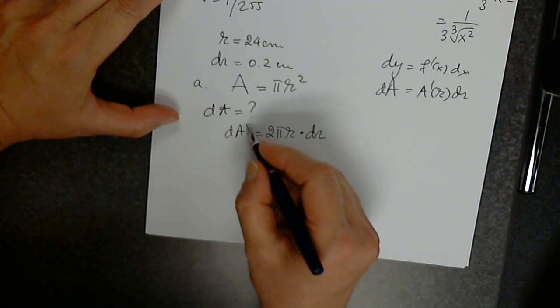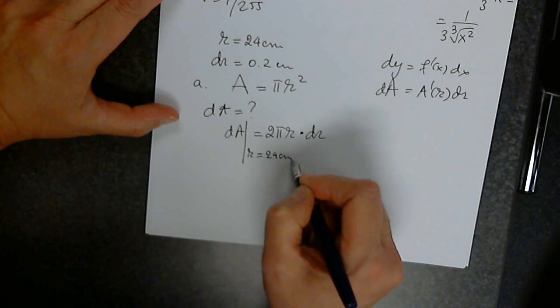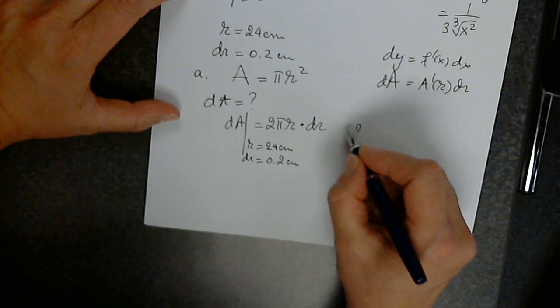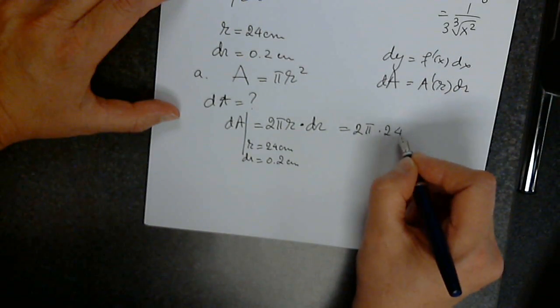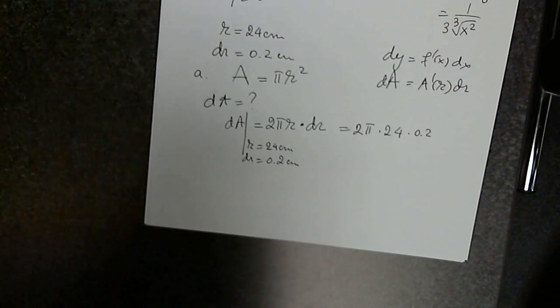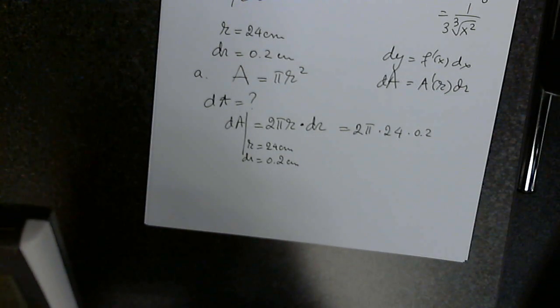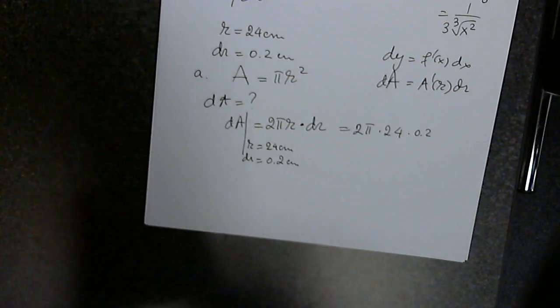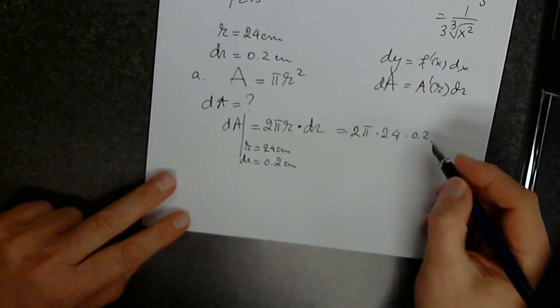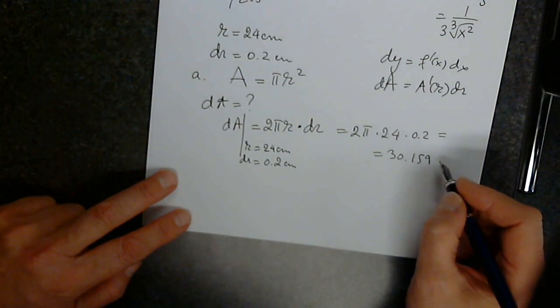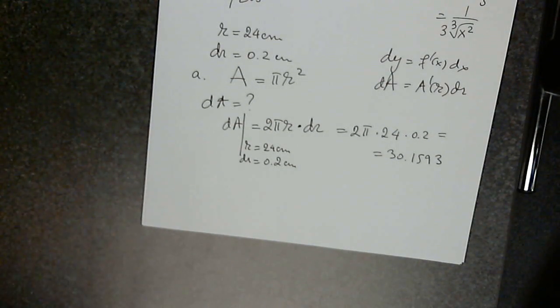So now I will evaluate it for r equals 24 centimeters and dr equals 0.2 centimeters. So this is 2 pi times 24 times 0.2. I will put everything in the calculator and come up with an error. 2 times pi times 24 times 0.2 is 30.1593. Careful: square centimeters. Very good.